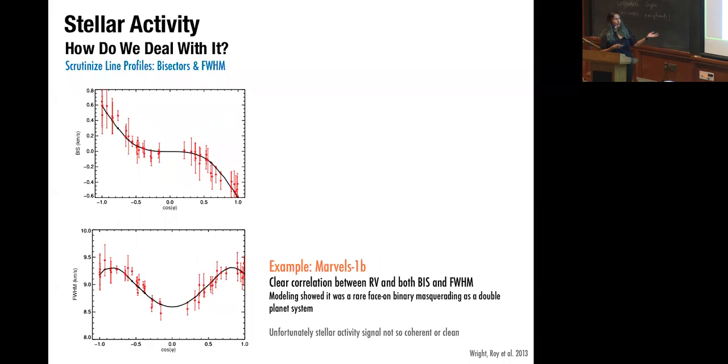In this case, we saw it both in the bisector and the full width half maxes of the lines were changing. And so modeling that, we were able to figure out that this was actually a face-on binary star. So you were seeing just a little bit of the radial velocity of a really big binary companion, which was a very nice evidence of what you can do with stable, clean spectra.